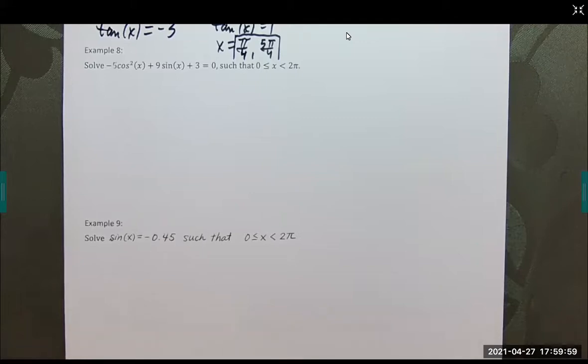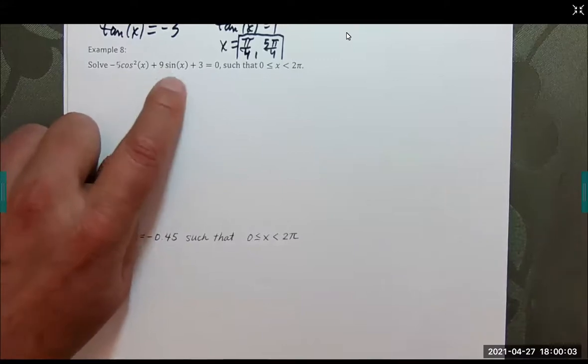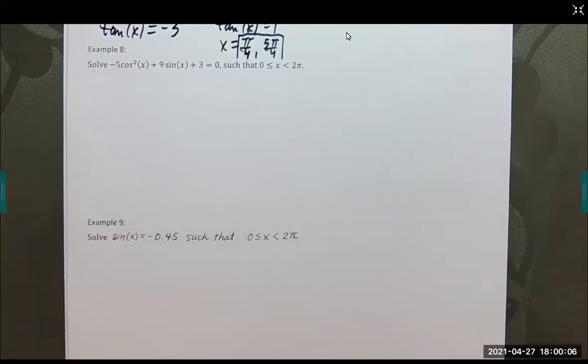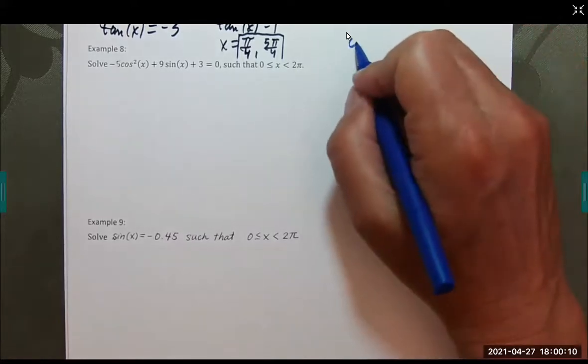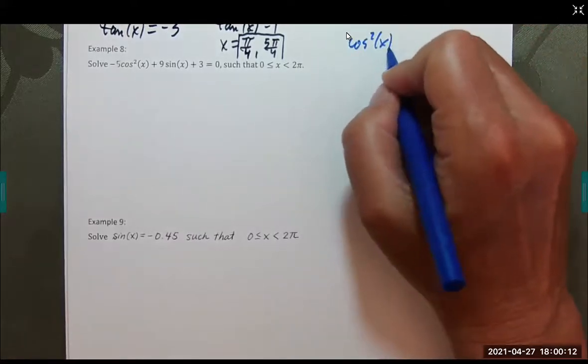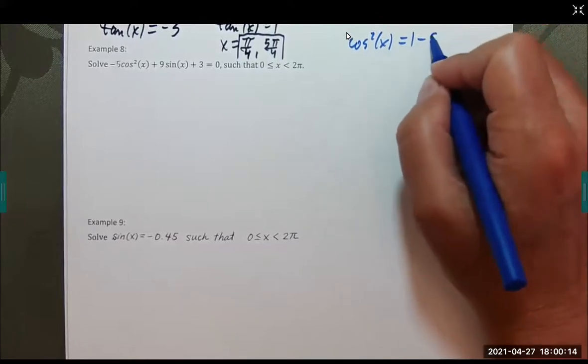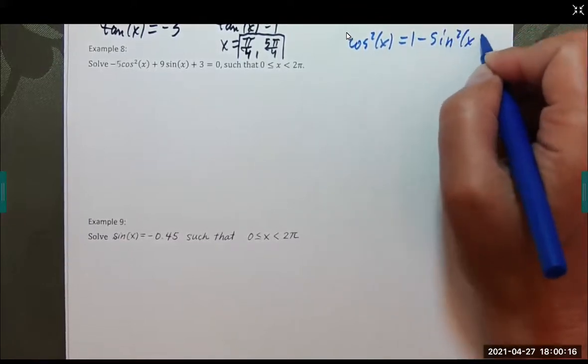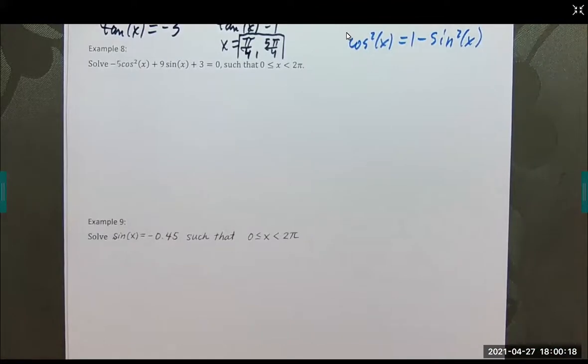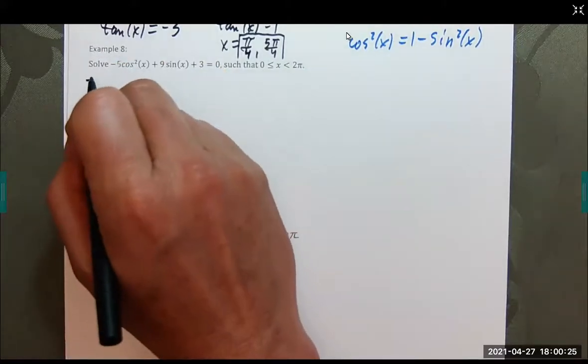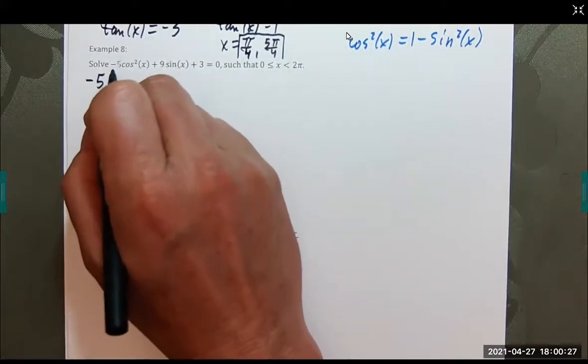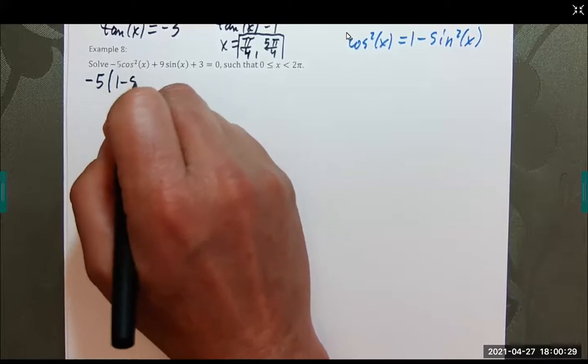Number 8, I'm going to use that trick that I used before, where I have cosine squared, but I have things in terms of sine. So I'm going to go off to the side here and just recall that cosine squared x is 1 minus sine squared x. We use that a lot, actually. So I'm going to go ahead and replace cosine squared x with 1 minus sine squared x.